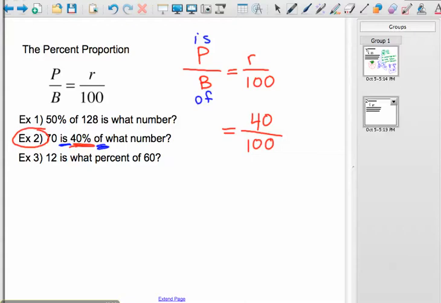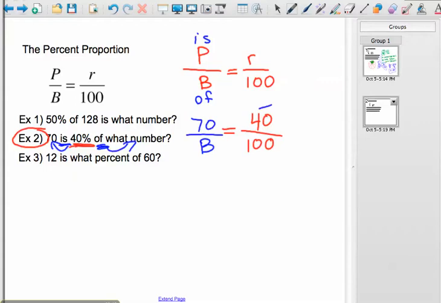Well, look, it says 70 is. So 70 is the part. And look, next to of, we have what number? That means we don't know it. So we can keep it as the variable, and that's what we are going to solve for.